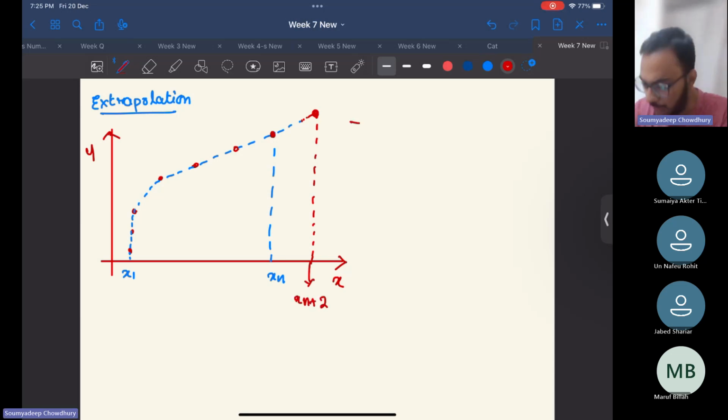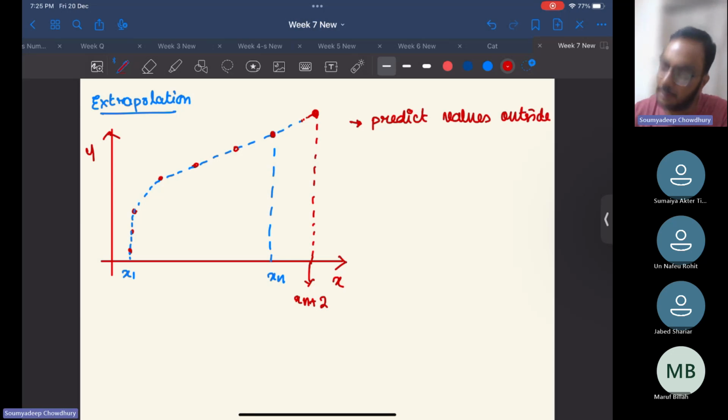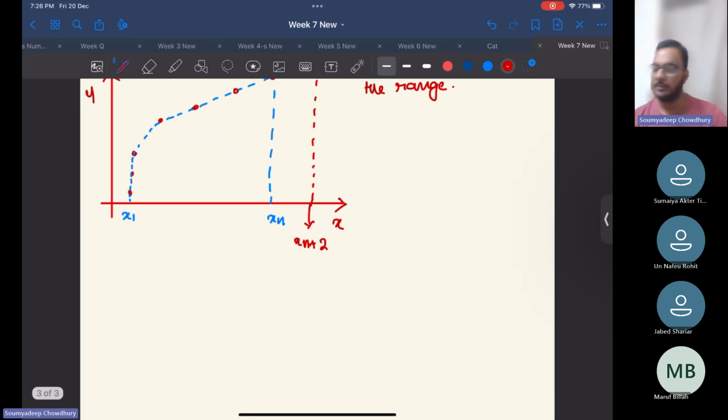So here it predicts values outside the range. I'll give you an example. Suppose you do an experiment in electrical engineering. I'll take the basic Ohm's law experiment. For different values of current, you take the voltmeter readings, right? Suppose I have taken my readings from 1 milliampere to 5 milliampere. You have a set of voltage values.